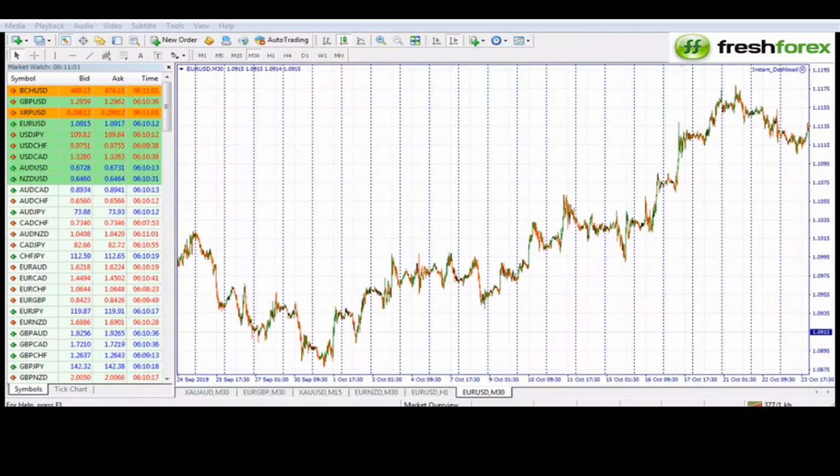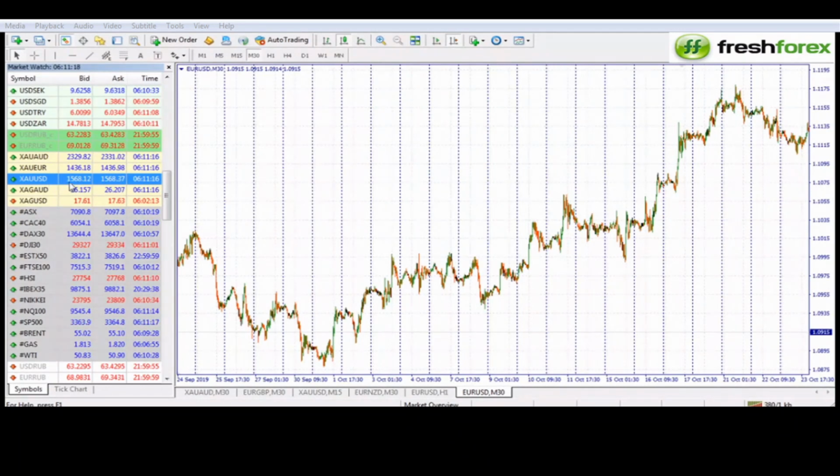So we have it. Move straight to that AU USD. This is gold itself. The price is normally above 1,000. This is also gold. The price is above 1,000. It's also gold. The price is above 1,000. And then this is silver, XAG.